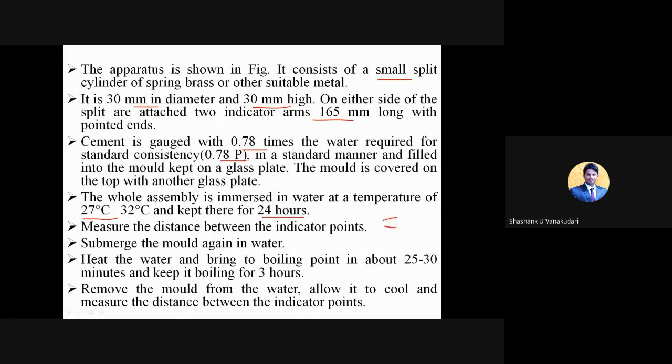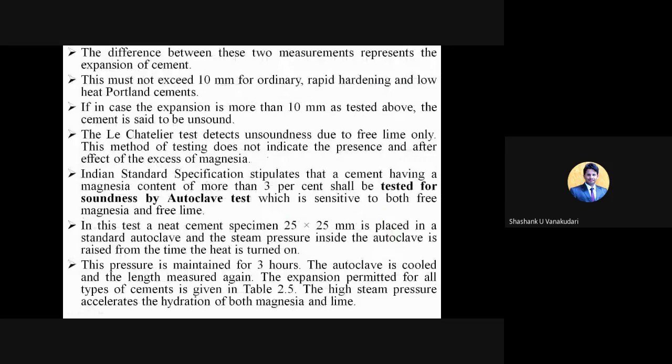We note that down, and then again place it in water after the boiling process, at around 45 degrees Celsius to 50 degrees Celsius for about 3 hours, and then note down the indicator distance again, to see how much it changes. It should not be more than 10 mm compared to this. So this is how we are going to conduct the test.